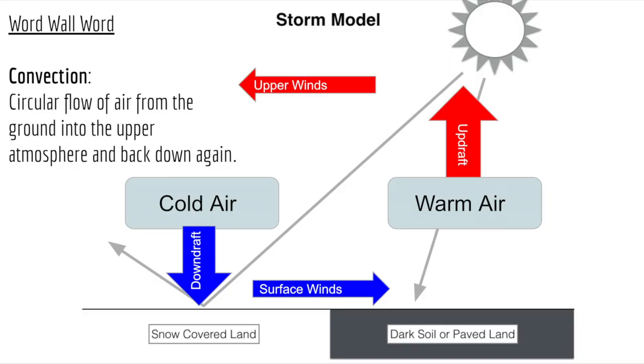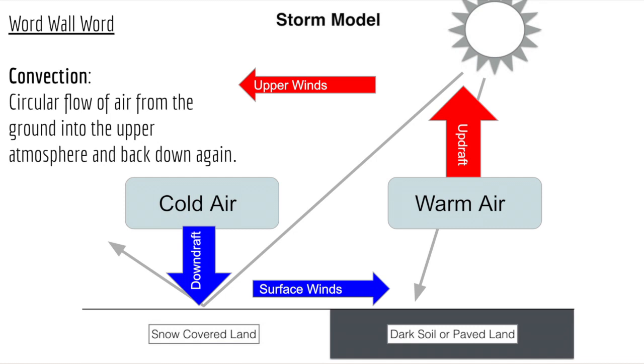The picture you're looking at now is that same storm model picture, but we've added a couple more arrows. We have a red arrow going from the warm air, coming off of the dark soil or paved land, and that is an updraft. That is the air going back up into the atmosphere. Now, we have some winds in the upper atmosphere, which is the other red arrow. That is the upper winds.